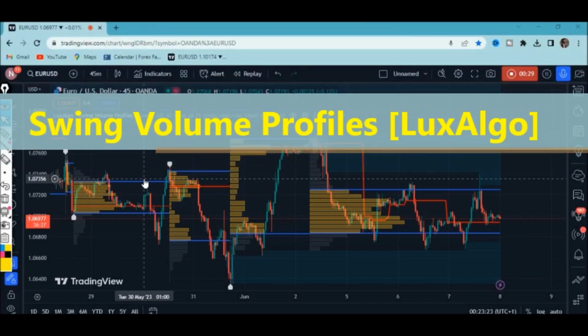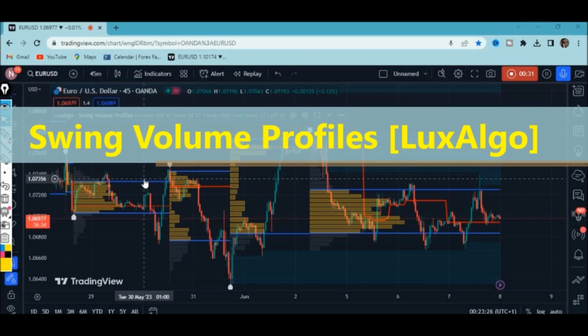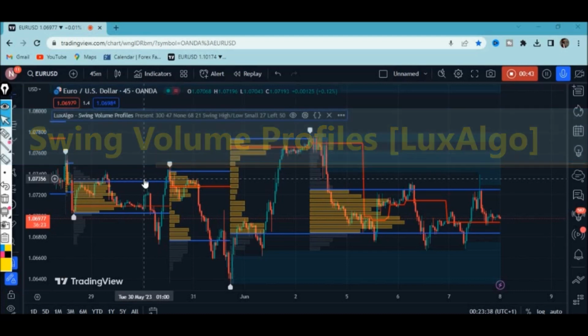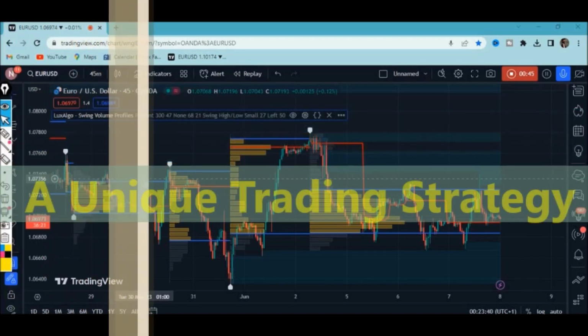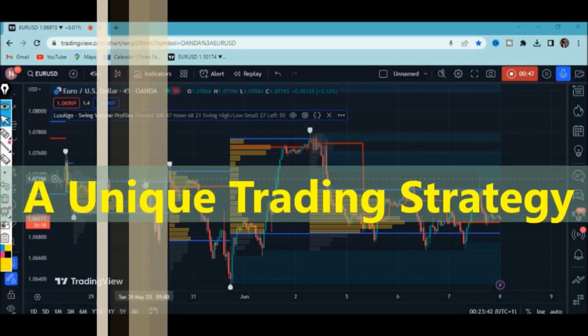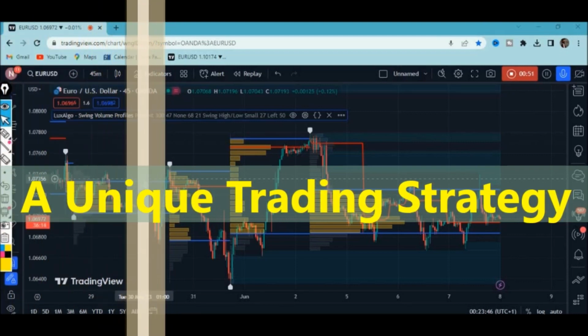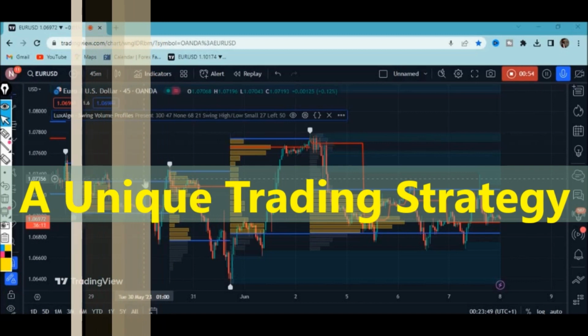So in this video, I'm going to base this on a brand new indicator by LuxAlgo called the Swing Volume Profile. It's actually a very great indicator. I've talked in detail about its description and usage in my previous videos, so if you've not watched that video, kindly do, so that you will understand what I mean when it comes to strategy. In this video, we're going to focus mainly on a strategy we can use to trade volume profiles.